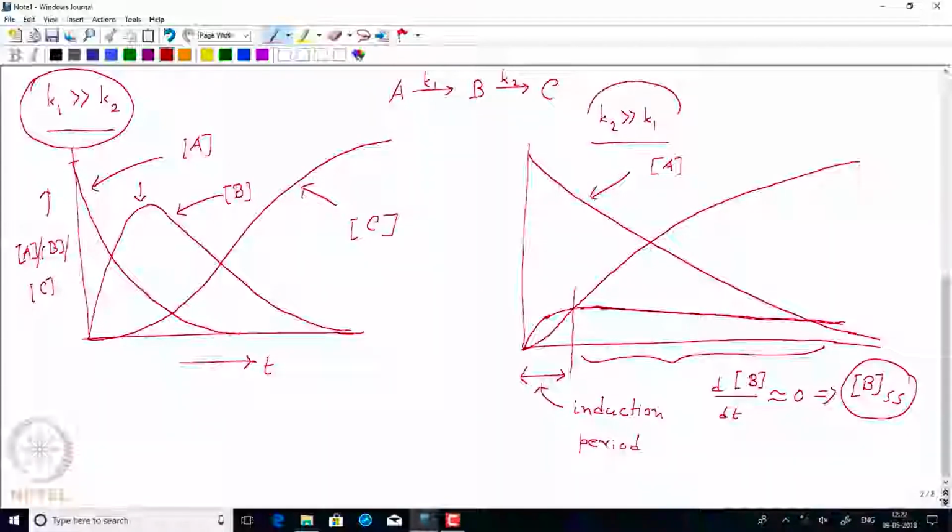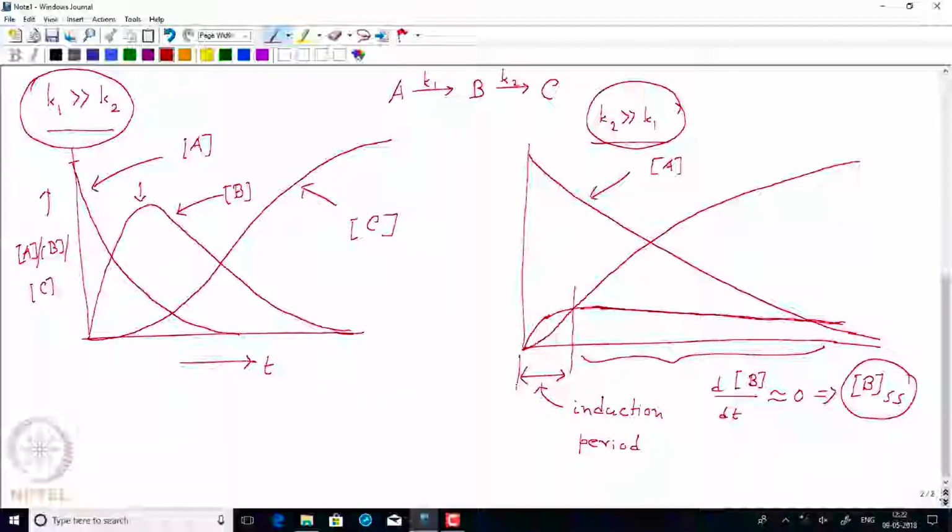On the other hand, if the opposite happens, that the intermediate decomposes very quickly, then you have a steady state condition after the induction period. And this kind of steady state condition is extremely important. For example, in many cases, like in an enzyme catalysis reaction, when the enzyme works on a substrate, it forms an enzyme-substrate complex, and then we can say that a steady state has been reached after the induction period.